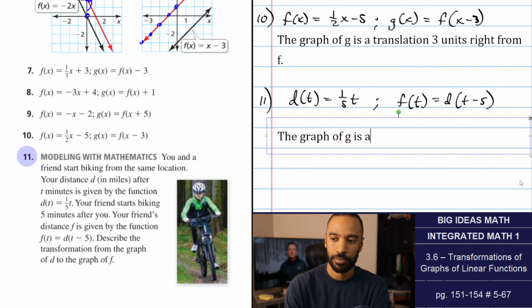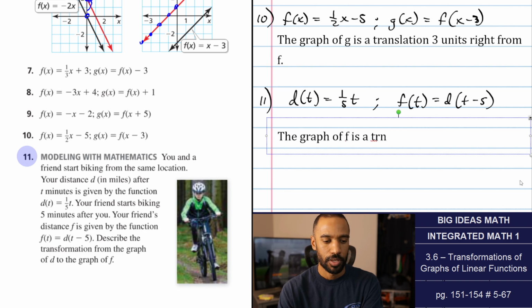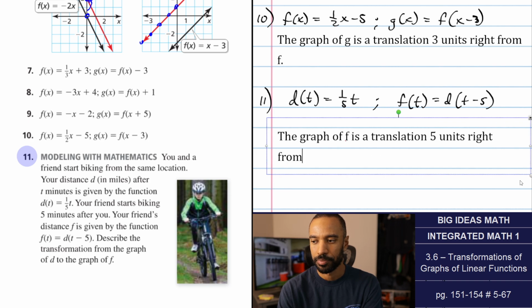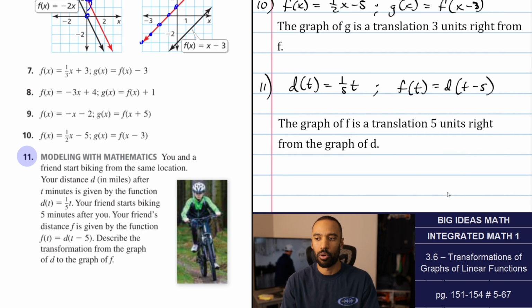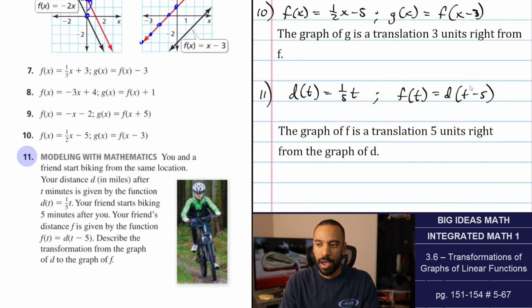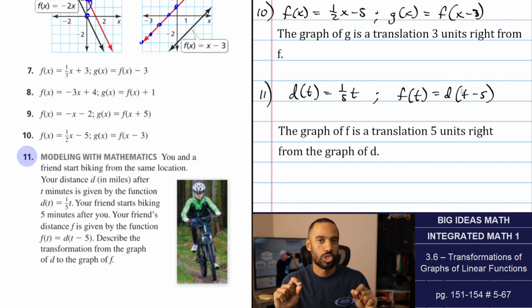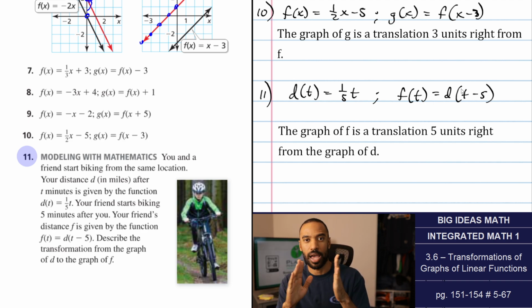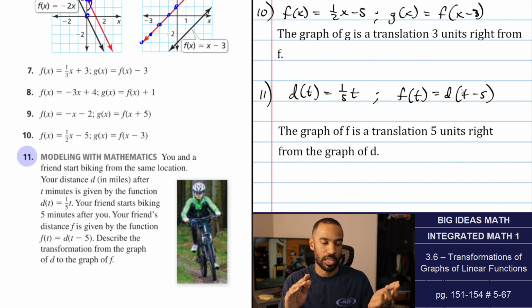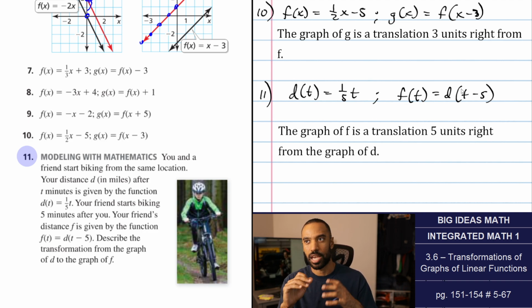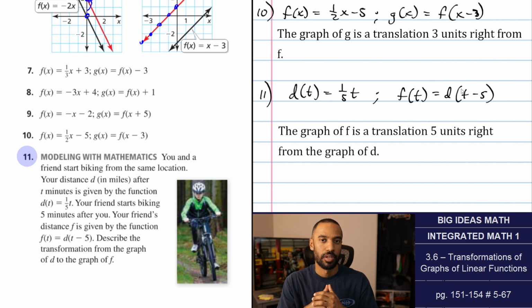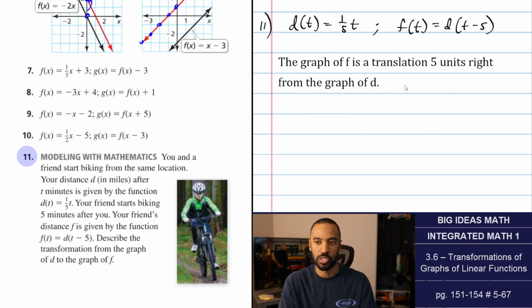Therefore, the graph of f is a translation 5 units right from the graph of d. So this kind of makes sense as well, right? When we say t minus 5, for your friend to be the same distance away from a starting point as you were before, we need to advance 5 units forward, because that's when your friend starts bike riding. So if you start riding at time 0 and you're at mile 0, your friend is going to be at mile 0 at time 5. That's why we need to subtract 5 to get that same height.